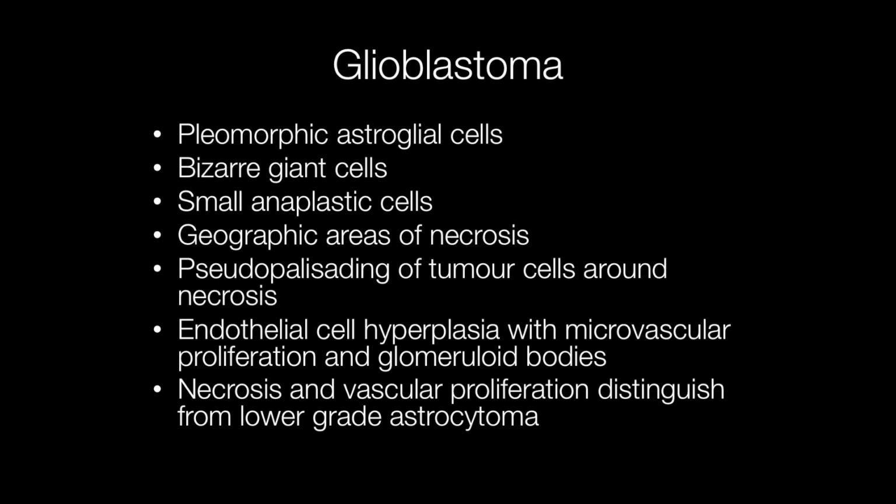Histological features of glioblastoma include pleomorphic astroglial cells, bizarre giant cells, small anaplastic cells, geographic areas of necrosis with pseudopalisading of tumour cells around the necrosis. Endothelial cell hyperplasia with microvascular proliferation is a feature, and indeed it is the microvascular proliferation and necrosis that histologically distinguish a glioblastoma from a lower grade astrocytoma.